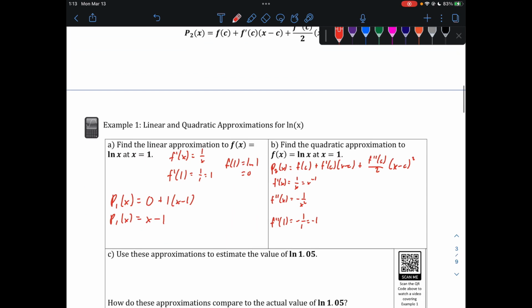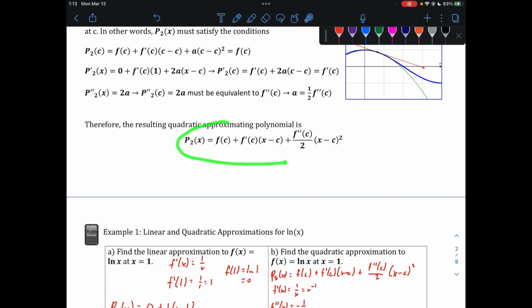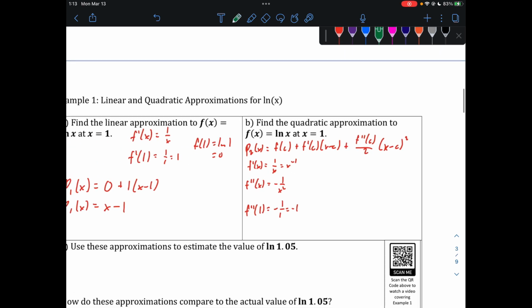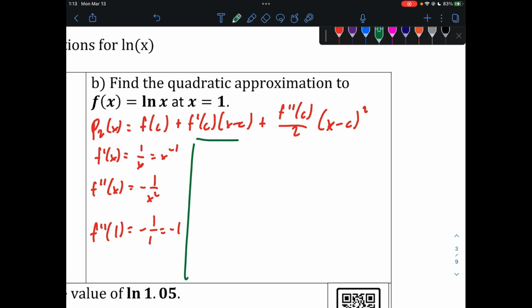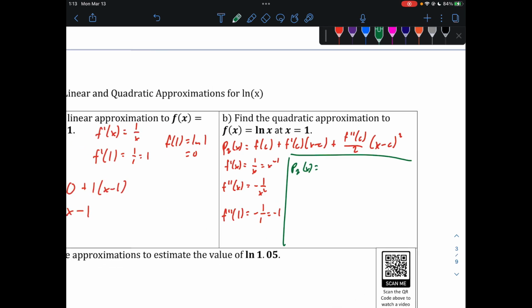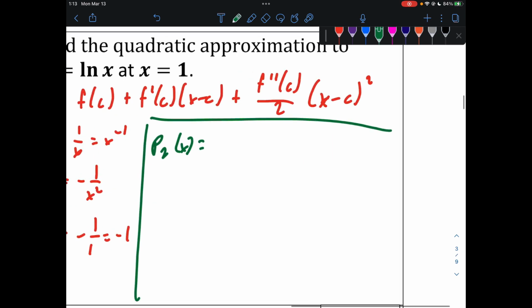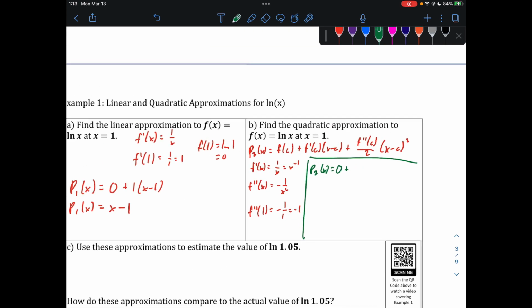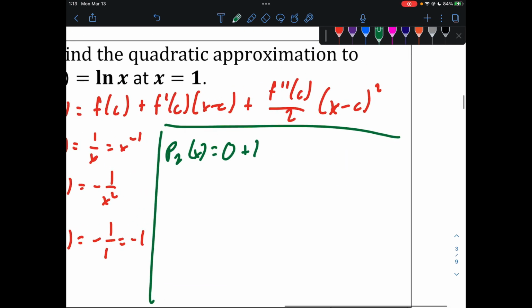So using this formula that we came up with above, my equation here could be p sub 2 of x equals f of 1, which we already said was 0, plus f prime of 1, which we already said was 1, times x minus c, plus f double prime, which is negative 1, so I'm going to change this to minus 1, over 2 times x minus c squared. And that would be my second degree.